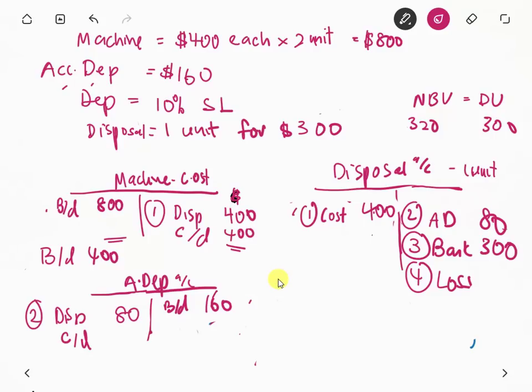Disposal of 1 unit during the year, 4 steps. We need to know the cost and the accumulated depreciation of the asset you're disposing. So here, first step, what is the cost of the asset? We know it's 400, so 1 unit will be 400. Take it out, credit and debit here.